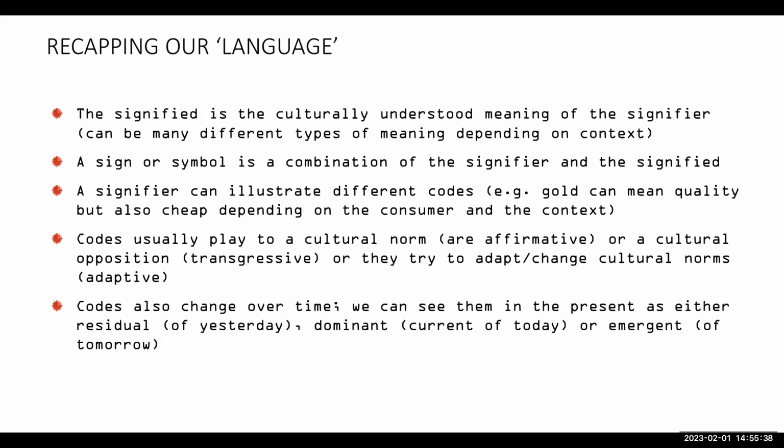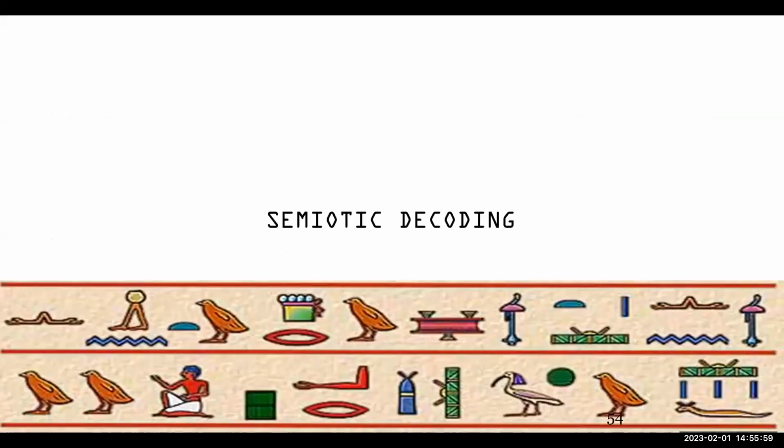And a signifier can illustrate different codes. So gold can mean quality, but it also can mean cheap, depending on the consumer and the context. Codes also play to cultural norms, which we saw, and they also change over time. It's never the same. It keeps changing. A lot of our symbols do change.